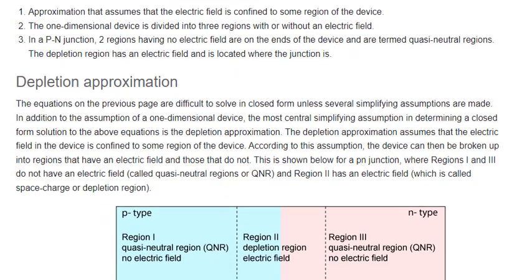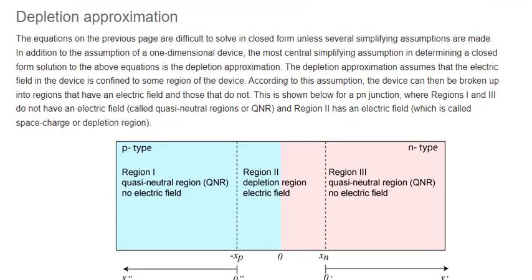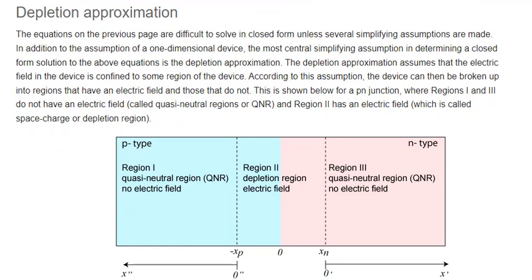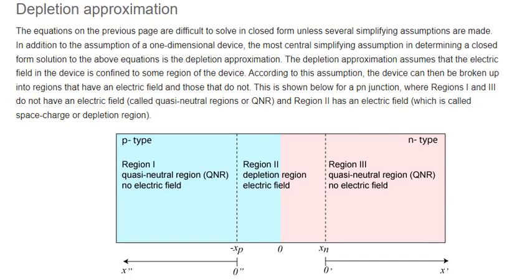Depletion approximation. The equations on the previous page are difficult to solve in closed form unless several simplifying assumptions are made. In addition to the assumption of a one-dimensional device, the most central simplifying assumption in determining a closed-form solution to the above equations is the depletion approximation. The depletion approximation assumes that the electric field in the device is confined to some region of the device.